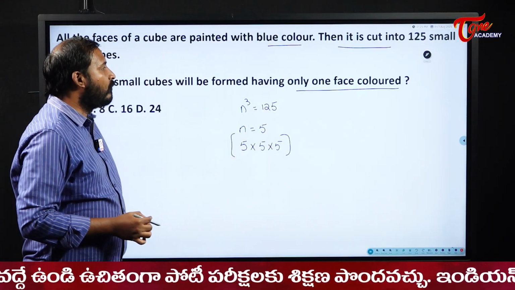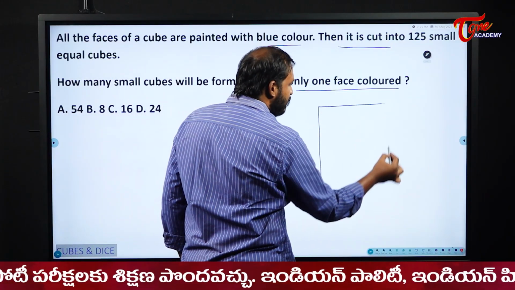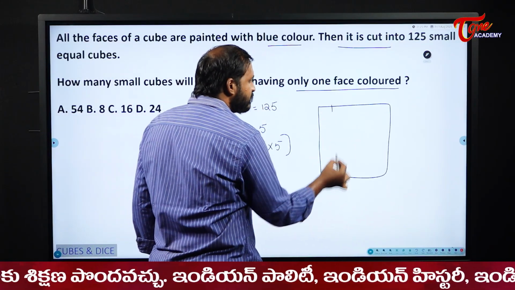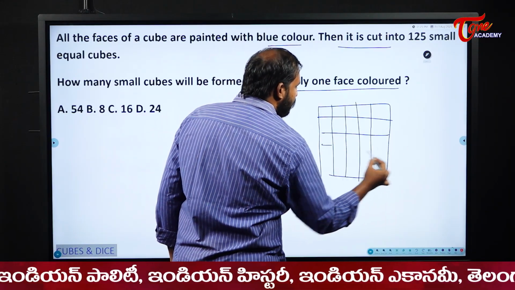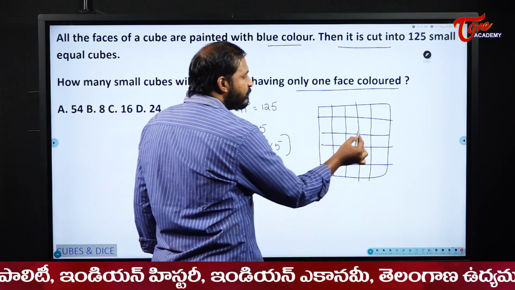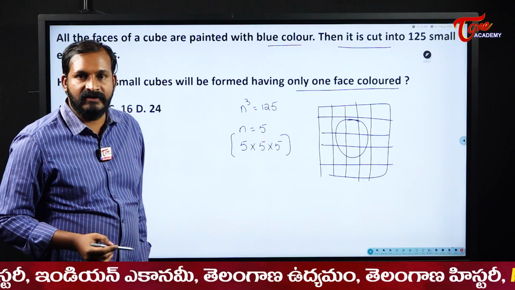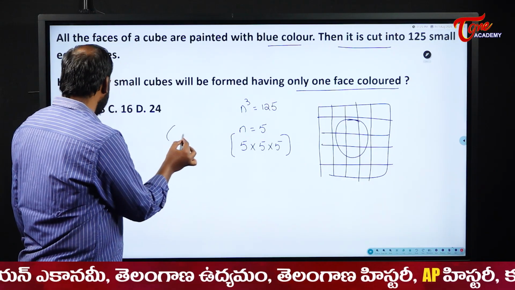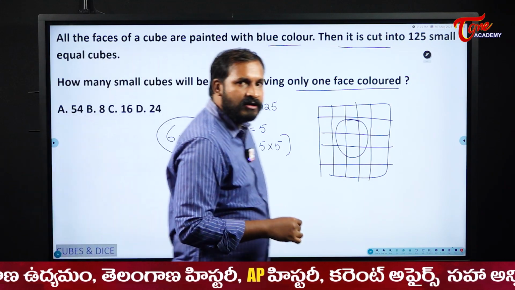Now they are telling only one face colored. Because of that reason only I told you the general method. Only one face means draw one face, students, so that you will have a clear idea and very quickly you will solve it. See, one face painted means this one, right? This 9. Like this, total how many faces I will have? 6 faces. So 6 into 9. So I will have 54 cubes which will be painted on one face.